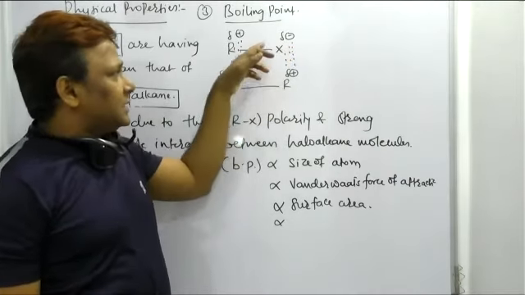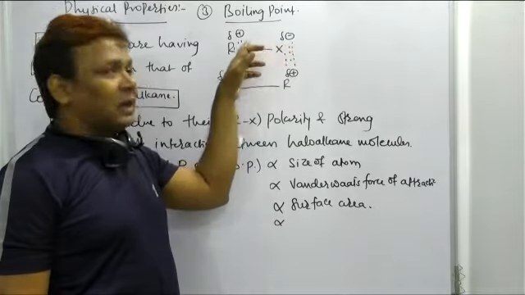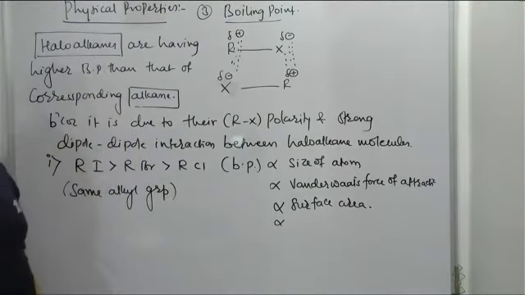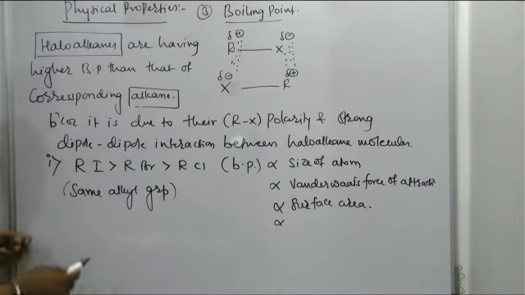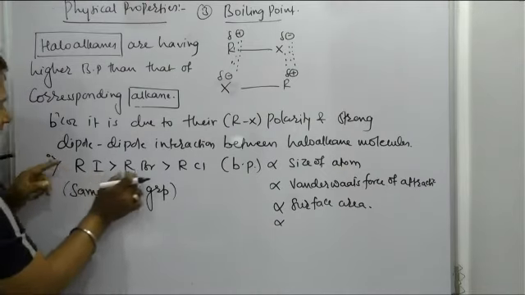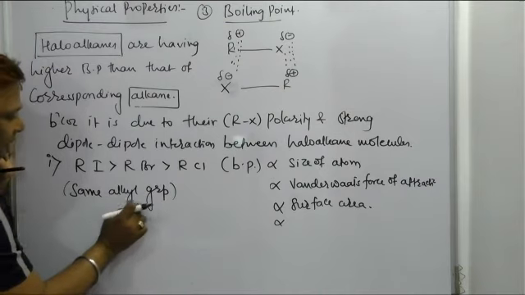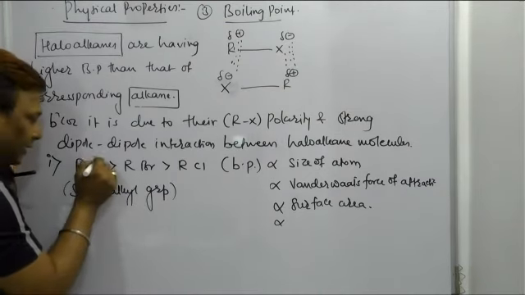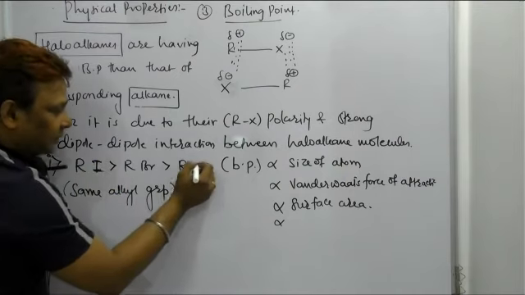Due to this dipole-dipole interaction and polarity, haloalkanes have a higher boiling point than alkanes. That is the first point. Second point: RI, RBr, RCl, where R is the same alkyl group. In this boiling point order, iodine is larger in size than chlorine.